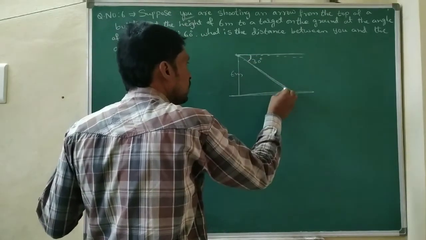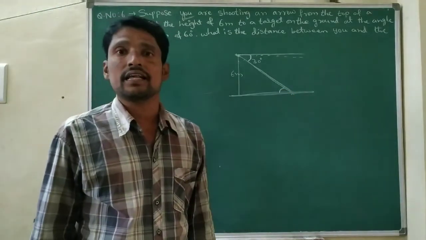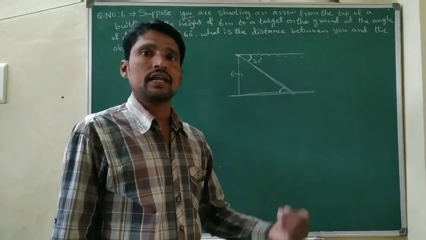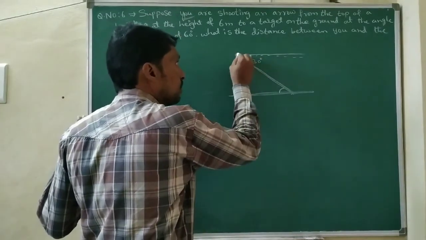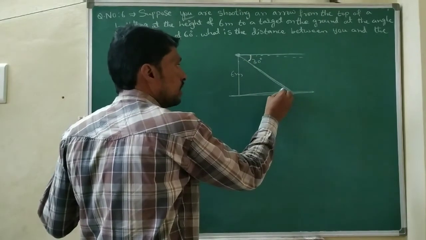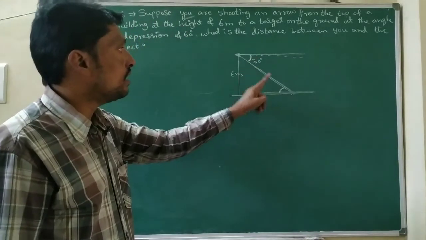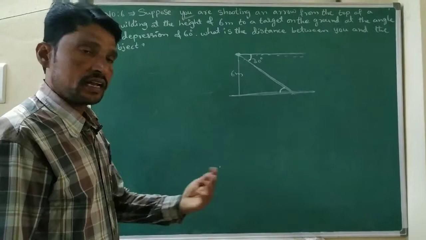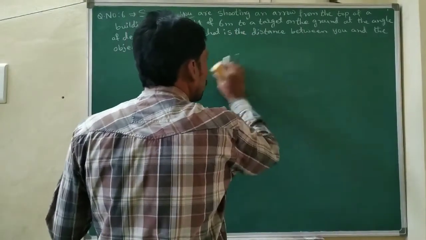Means here this angle and this angle are equal, that are interior alternate angles. So interior alternate angles are equal. The angle of depression from here, and the angle of elevation from the object, are both the same. So here 30 degrees means here also we are getting 30 degrees. So let us see the figure. From figure 2 we can solve this one.